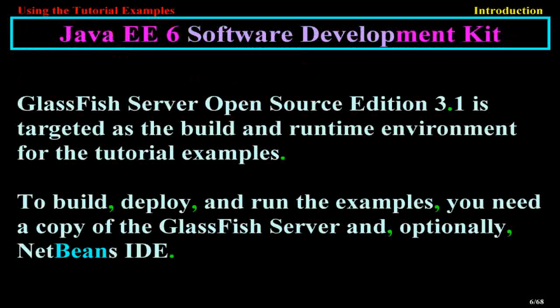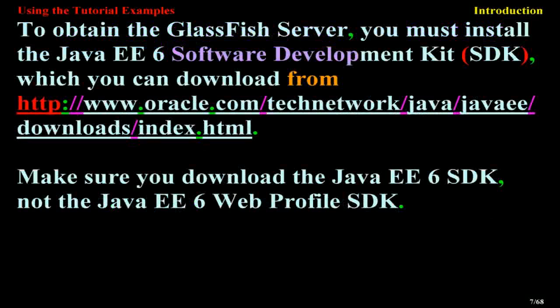Java EE 6 Software Development Kit. GlassFish Server Open Source Edition 3.1 is targeted as the build and runtime environment for the tutorial examples. To build, deploy, and run the examples, you need a copy of the GlassFish server and, optionally, NetBeans IDE. To obtain the GlassFish server, you must install the Java EE 6 Software Development Kit SDK, which you can download from http://Oracle.com/technetwork/java/javaee/downloads/index.html. Make sure you download the Java EE 6 SDK, not the Java EE 6 Web Profile SDK.